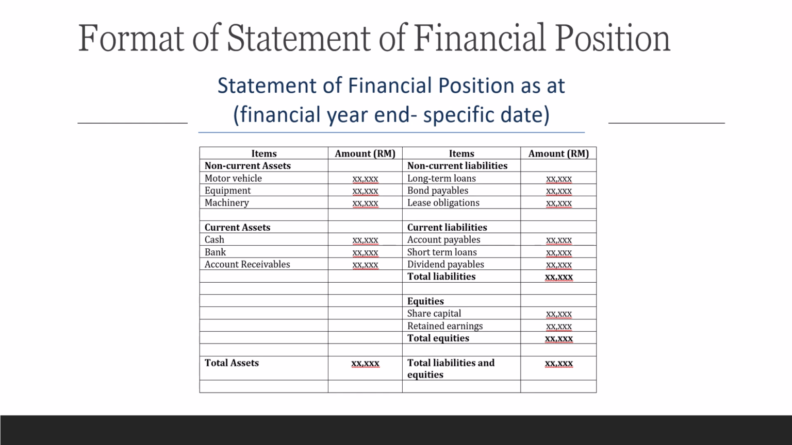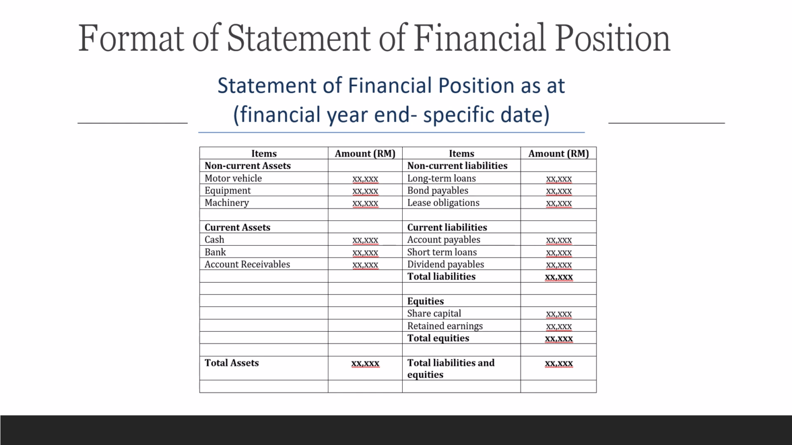On the other side, we have the liabilities and equities. Liabilities are what the company owes to the others, and they are also typically divided into non-current liabilities, okay, and also current liabilities. Non-current liabilities refers to the obligation due in more than 1 year, such as long-term loans, bond payables, or lease obligations. Current liabilities refers to the obligation due within 1 year, like account payables, short-term loans, or dividend payable. The sum of this gives us the total liabilities.